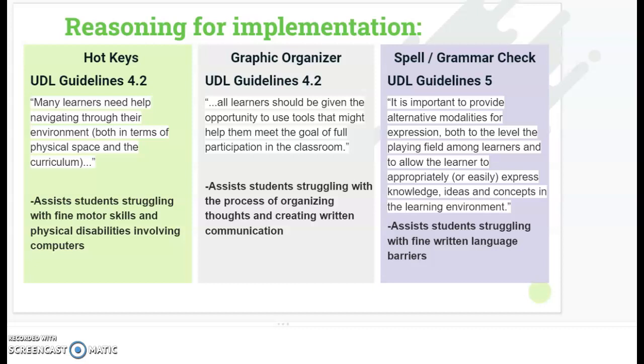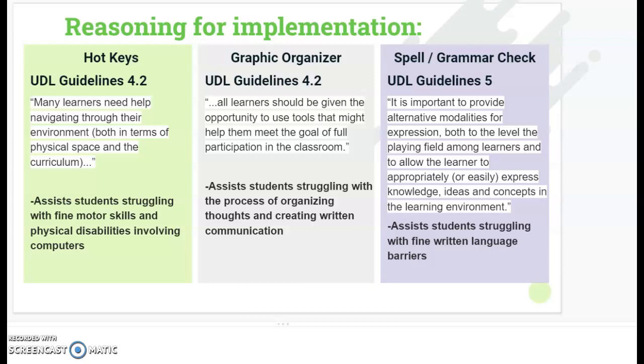It's good for all learners to learn how to use hotkeys, considering that in most career paths they will be working with technology. And so getting these skills embedded early on in their academic career will help to support them later on in life.